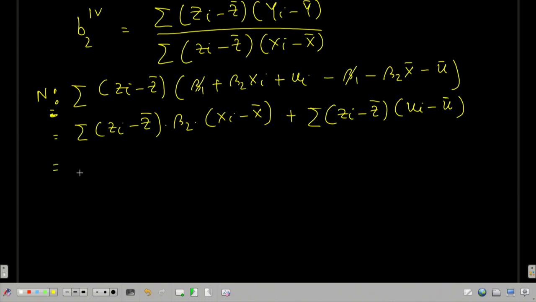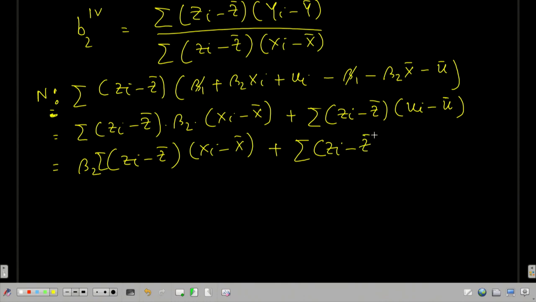If I take beta 2 out, I will have beta 2 times the summation of (z_i minus z bar) into (x_i minus x bar), plus, as it is, (z_i minus z bar) into (u_i minus u bar). Now if I bring in the denominator component, numerator by denominator is going to give me this. Look at it: the term (z_i minus z bar)(x_i minus x bar) here is exactly the same term as in the denominator.